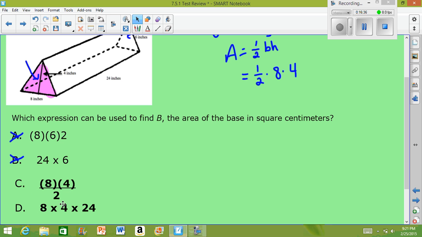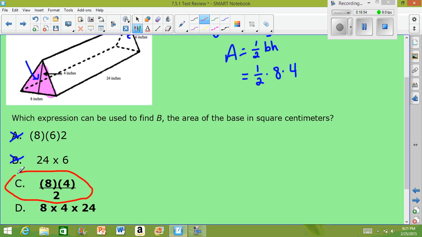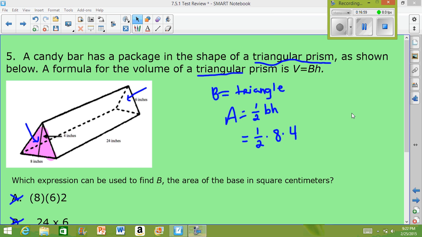Right, and I realized that answer choice C did not match answer choice C on your document. But remember, taking half is the same as dividing by 2. So answer C is the correct answer choice, and it does match what's on your answer. So answer choice C is correct. All right, pause here if you need to get that work.